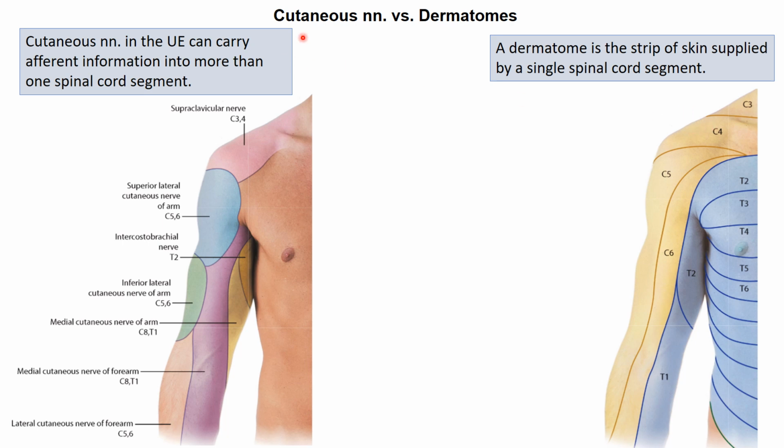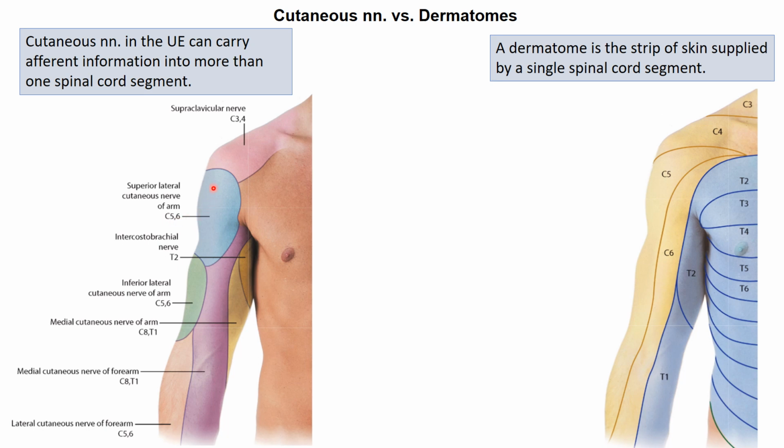Now, if you look at the cutaneous nerve, look at this one. If we take this one as an example, this particular cutaneous nerve is formed by contributions from two spinal nerves. One is C5, the other one is C6. This nerve is called the superior lateral cutaneous nerve of the arm. Now, you see this area is C5 territory, right? And this area is C6 territory. So now this nerve is formed by a contribution from both C5 and C6.